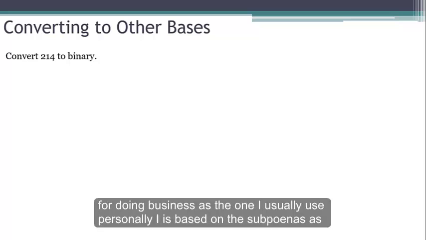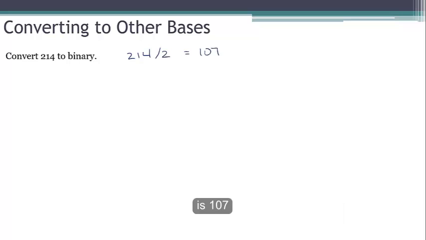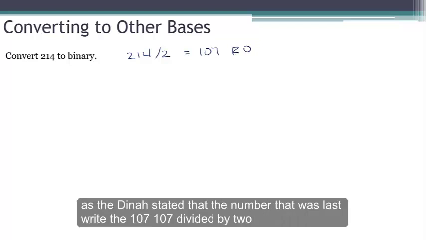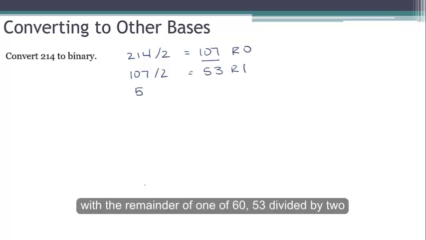So here's the second method for doing this, and this is actually the one I usually use personally. It's based on just repeated division by 2. So I'm going to say 214, start with the original base 10 number, divided by 2 is 107 with a remainder of 0. Then you just keep doing this. Take the number that was left, the 107. 107 divided by 2 is 53 with a remainder of 1, and I'm just going to keep going.